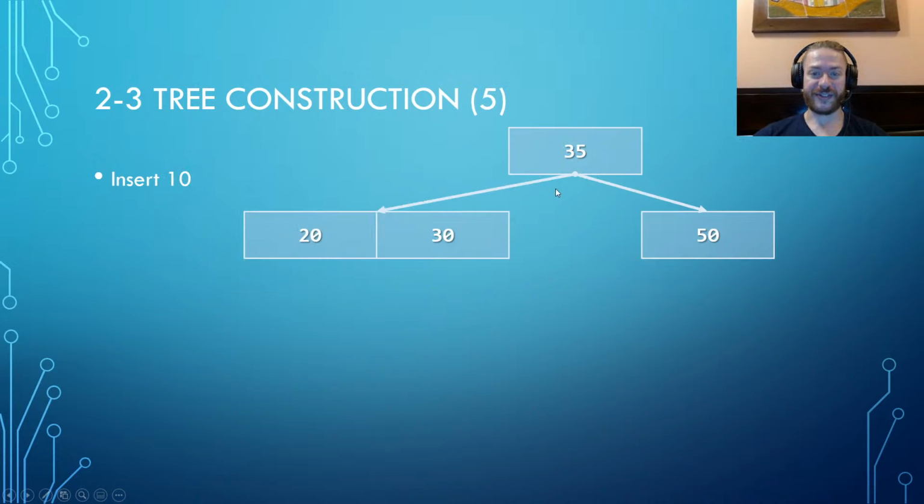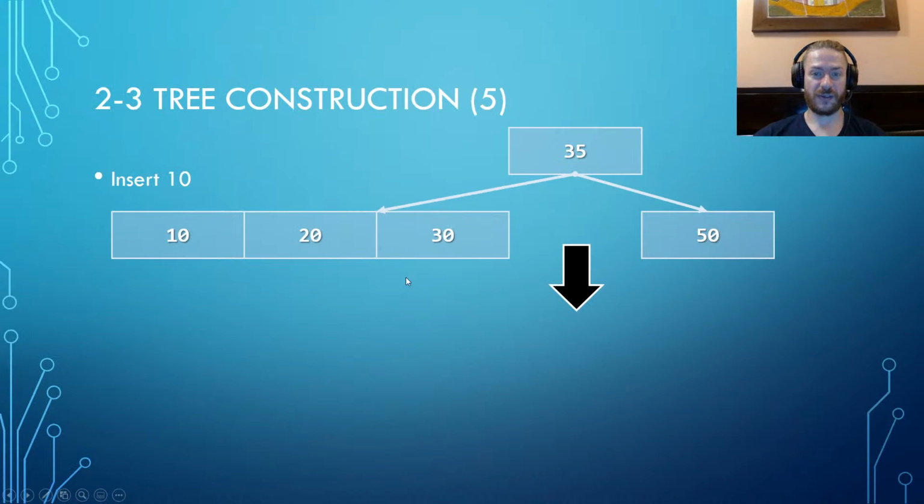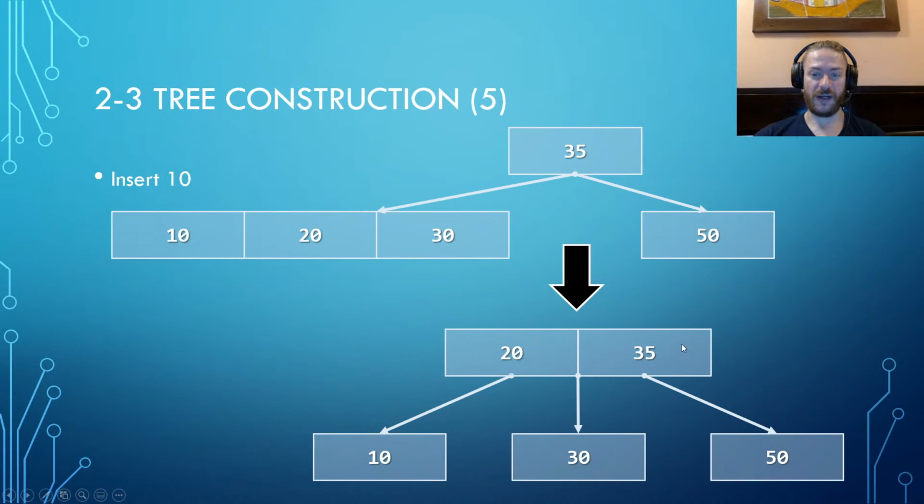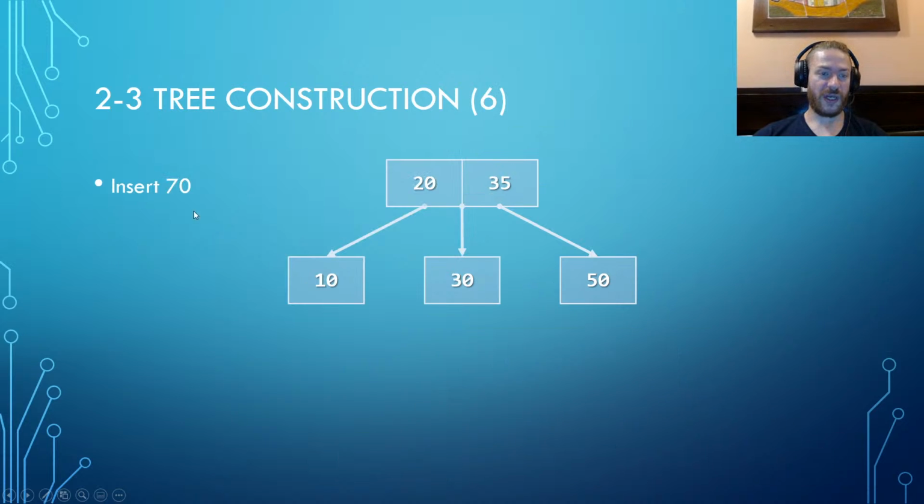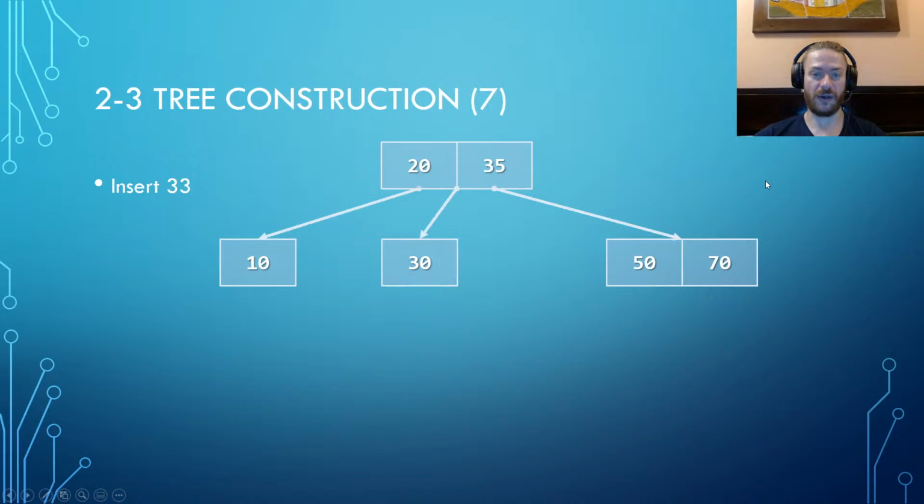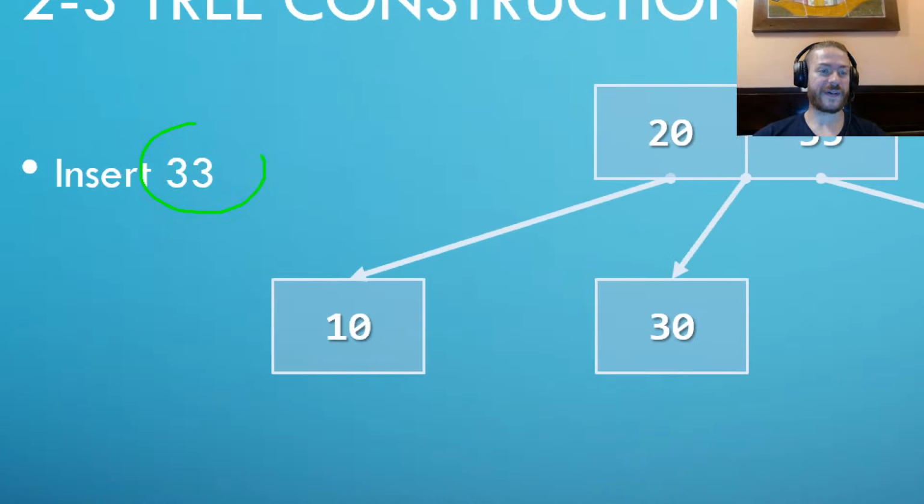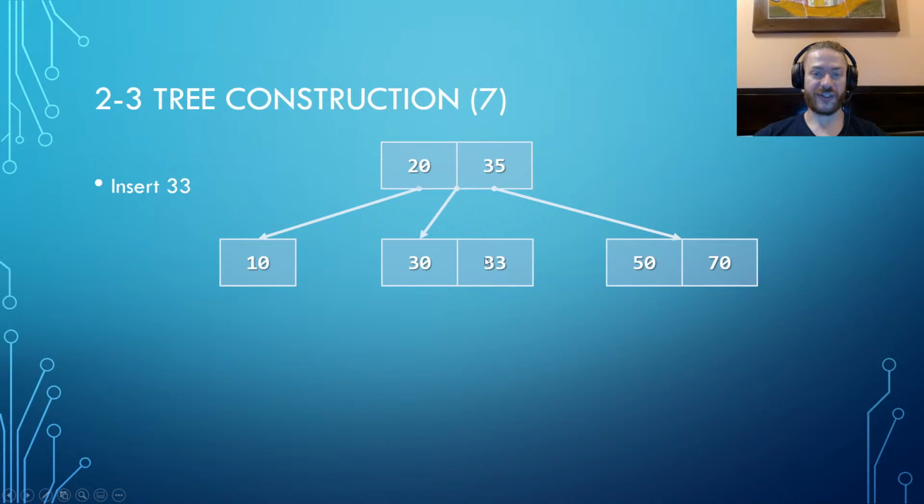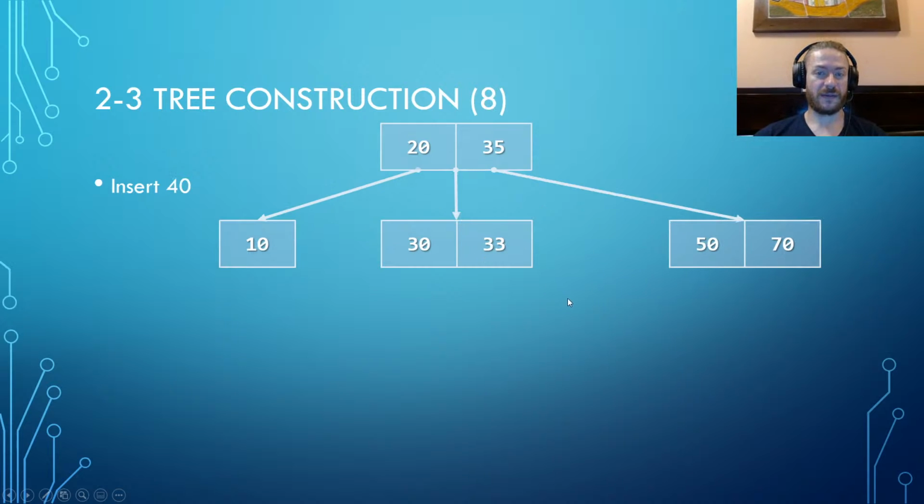Then we need to insert 10. We add it here to the left, but we need to promote 20, and we attach it next to 35 because 35 is a single value. Done. Then from this we need to add 70. It's attached here and that's it, because that's a valid node, and the tree is good to go. Then we need to add 33. 33 goes here, everything is fine.